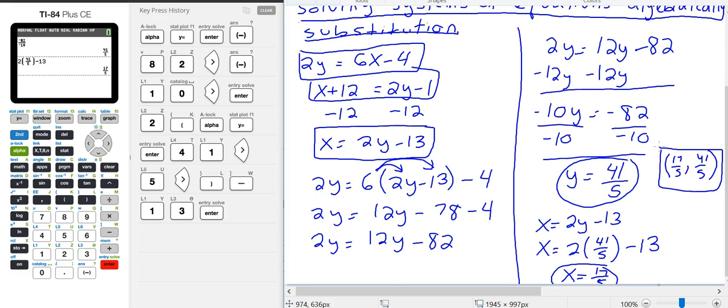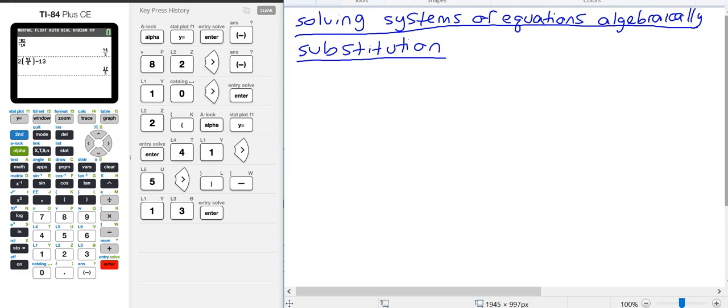Let's look at one more example of solving systems of equations algebraically using substitution. Let's say we have a system of equations y is equal to 1 minus 6x and y is equal to 12 plus x. This is a special type of system of equations because we have both of our equations set equal to the same variable. We have 1 minus 6x is equal to y, and we have 12 plus x is equal to y.